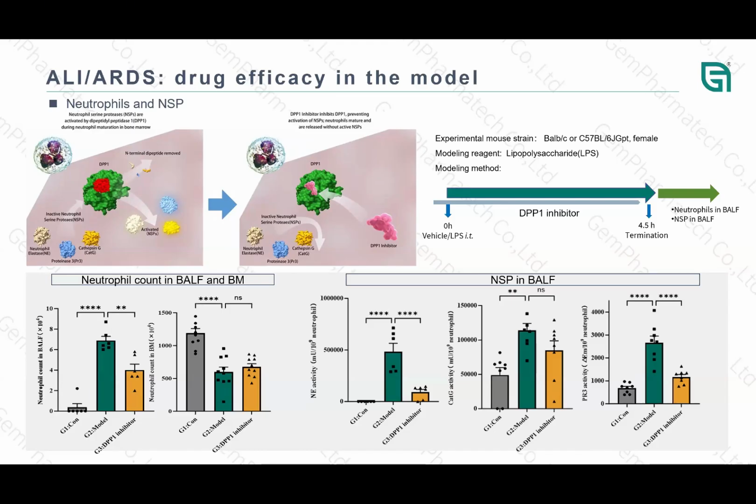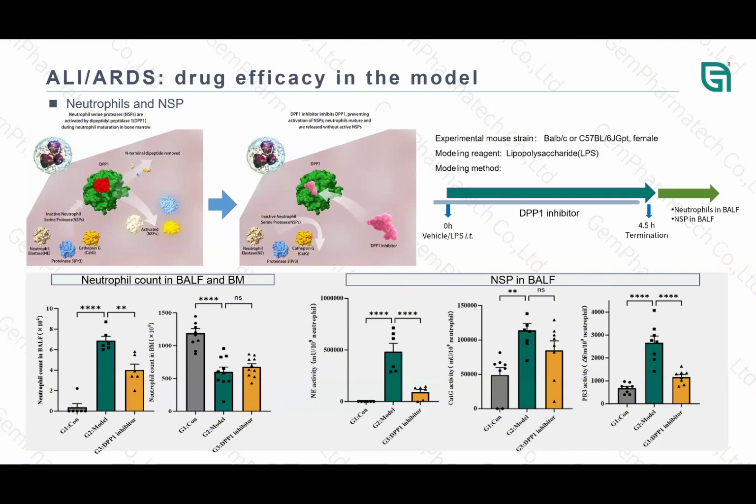The DPP1 inhibitors curb the activation of the proform of the enzymes like NE, cathepsin G, and PR3 in the neutrophil granules, thus inhibiting the protease activity. And we use the DPP1 inhibitor as our positive control drug here. We analyze the neutrophil recruitment in both lung and bone marrow, plus the enzyme activity of the cells in the above.